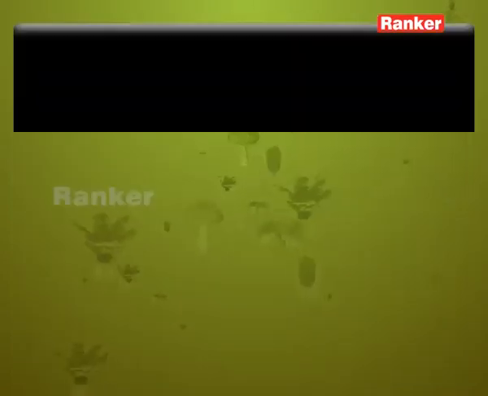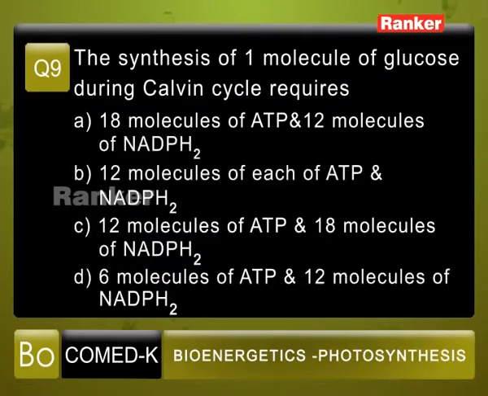Question number 9. The synthesis of one molecule of glucose during the Calvin cycle requires: A. 18 molecules of ATP plus 12 molecules of NADPH2. B. 12 molecules of each of ATP and NADPH2. C. 12 molecules of ATP and 18 molecules of NADPH2. D. 6 molecules of ATP and 12 molecules of NADPH2.